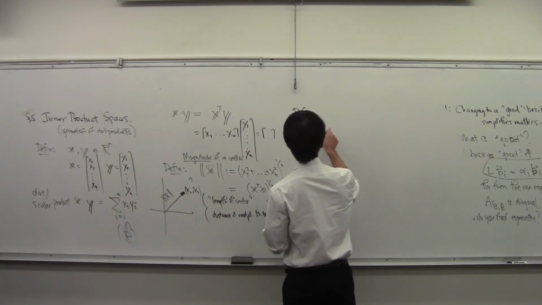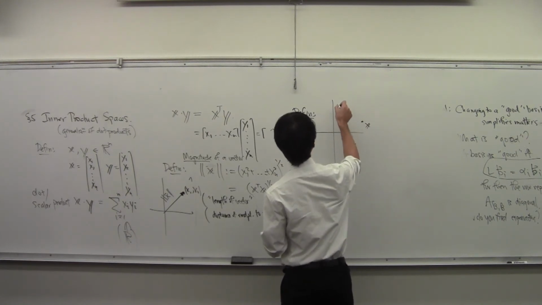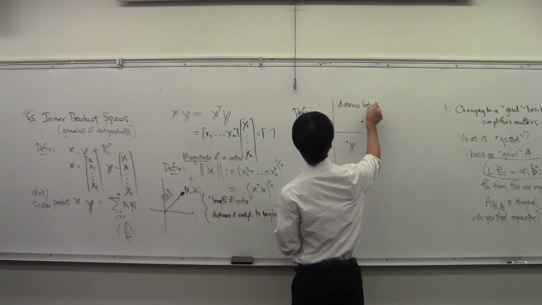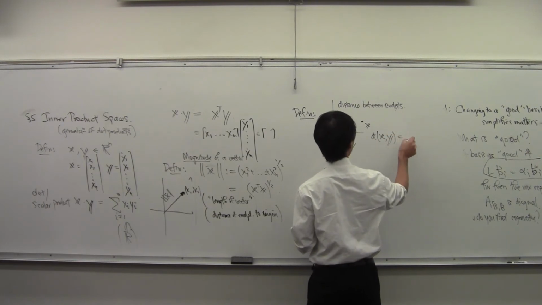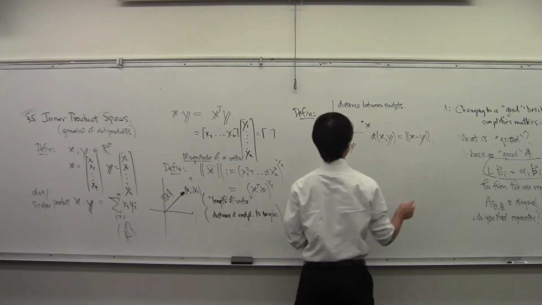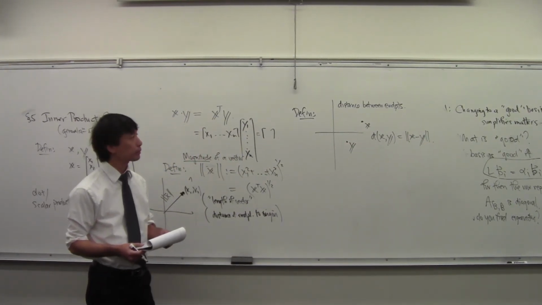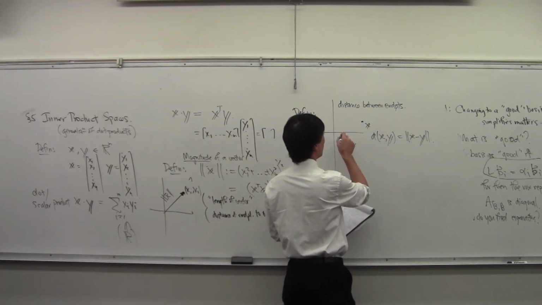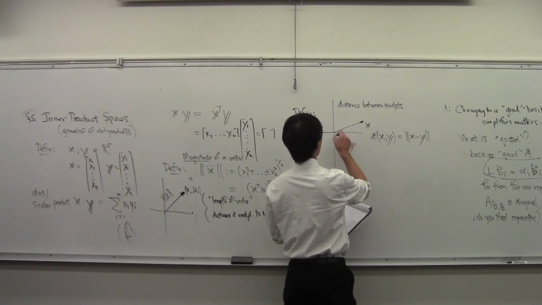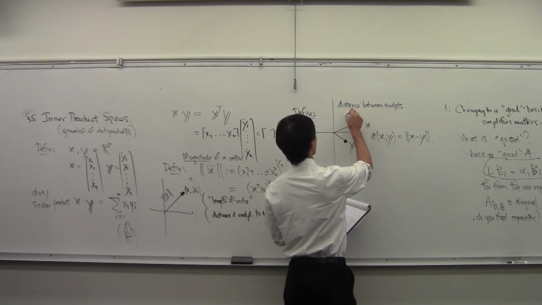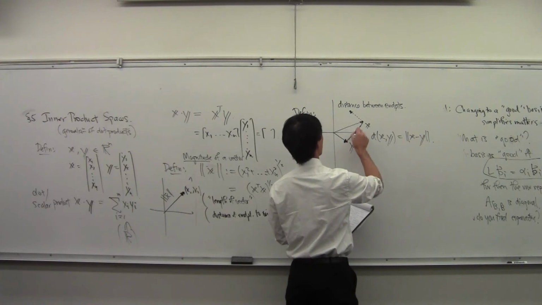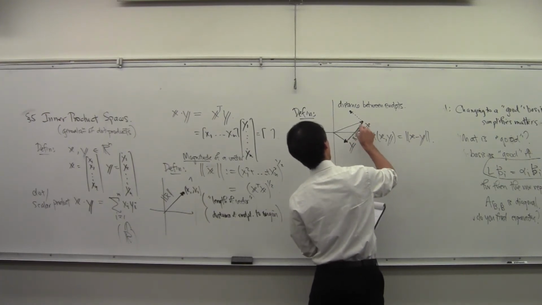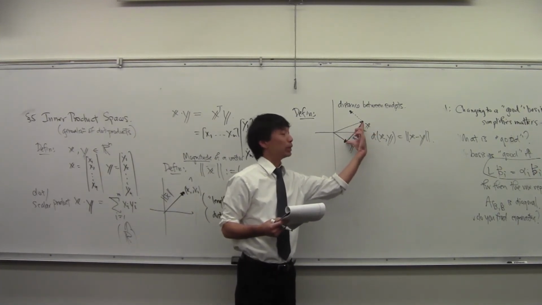If you're thinking of these points, so you have this one and this one, then the distance between the endpoints is going to be the magnitude of the difference. That's the same thing as when you have this vector and you subtract off this vector, and you get this thing here. If I look at the magnitude of x minus y, I get the distance between the endpoints.